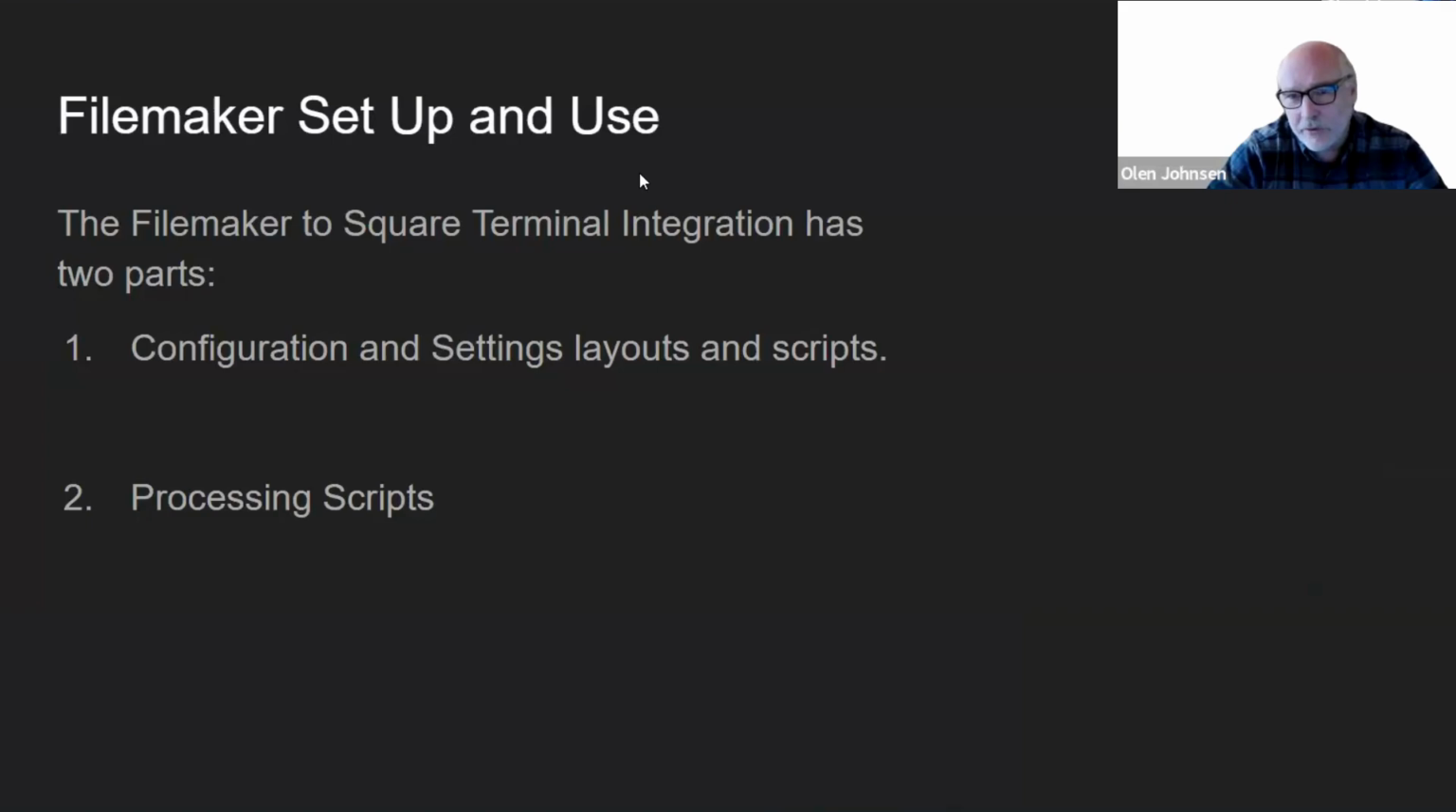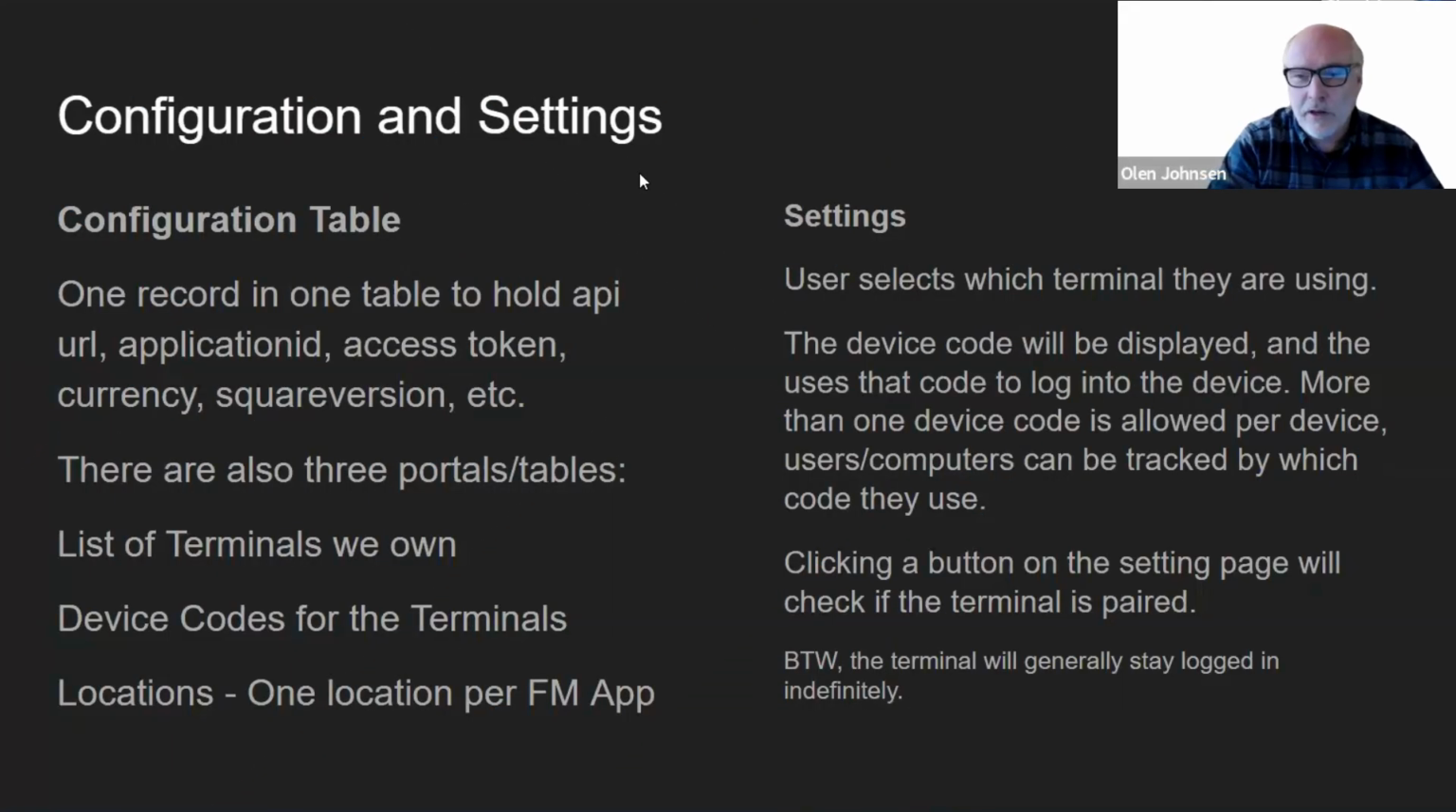So, FileMaker setup and use. FileMaker Square terminal integration is two parts. Basically, your configuration and settings, layouts, and scripts, and then the processing scripts. So for the configuration, basically I have one record in one table, with the whole API URL, application ID, access token, etc.